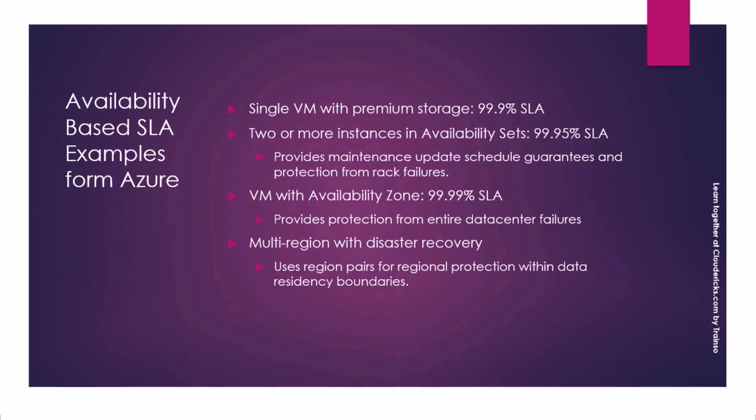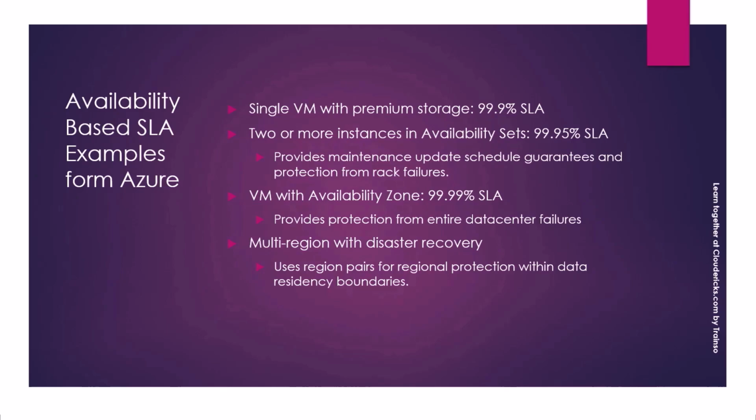Availability-based SLA examples from Azure. If you have a single VM with premium storage, Azure gives you 99.9% SLA. If you have 2 or more instances of VMs in availability sets, you get 99.95% SLA. Azure provides maintenance update guarantees and even protection from rack failures. A data center may have multiple racks of servers.